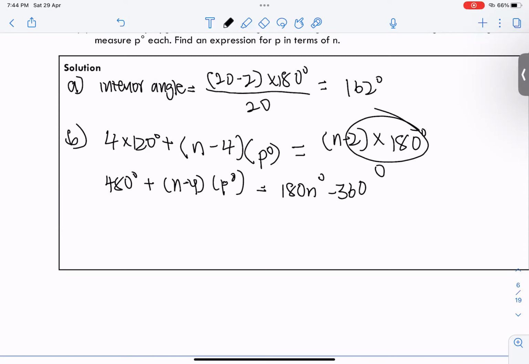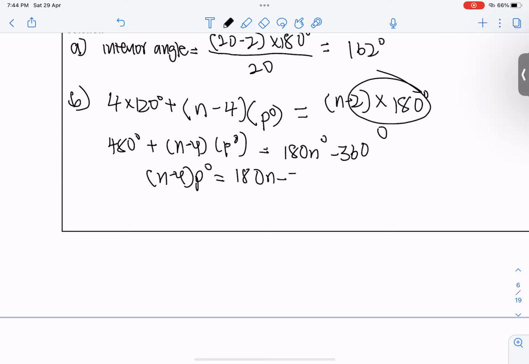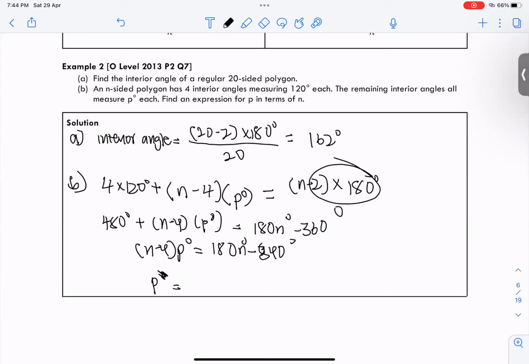Then after that, you just continue. Okay, n minus 4 p equals 180n minus 840. Then after that, you can just get your p ready. Quite straightforward. Okay, you don't need the degrees, because in the question they ask you for p only. So p equals 180n minus 840 over n minus 4. Just like that. Give you a bit of time to copy it.